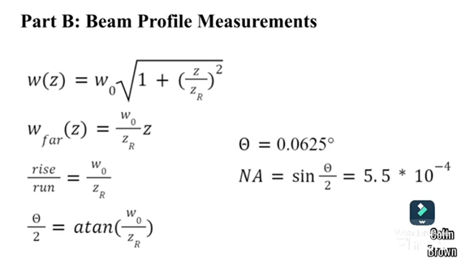In the far field, the beam equation can be simplified as shown, and we can find the slope of the beam expansion as W0 over ZR. Using trig, we find a beam divergence angle of 0.0625 degrees and a numerical aperture of 5.5 times 10 to the minus 4.